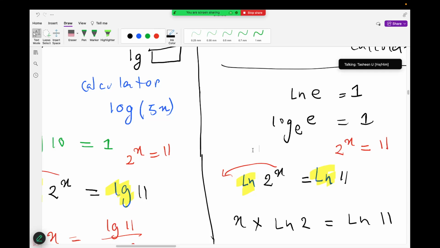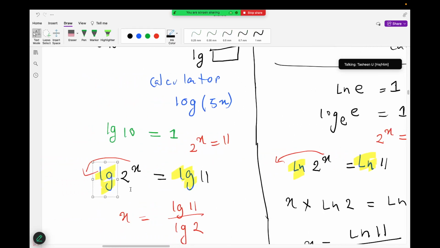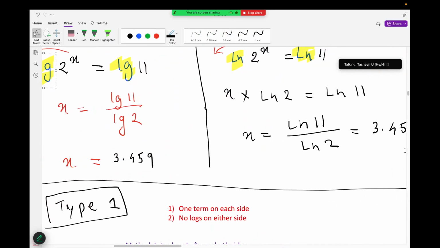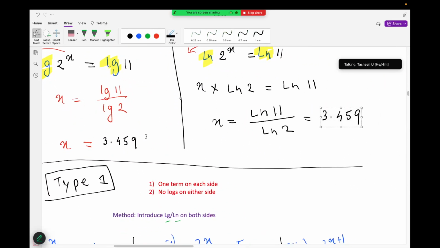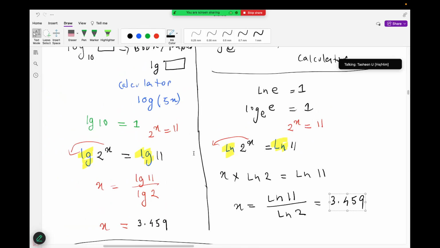If you want to solve a particular equation, using either of them works. But if you have something like e, that should give you an indication that ln would be helpful to cancel out the e. Otherwise, let's say you have the equation 2 to the power x equals 11. It really doesn't matter whether you use lg or ln, because ultimately you will find the same answer. You just have to introduce logs on both sides.